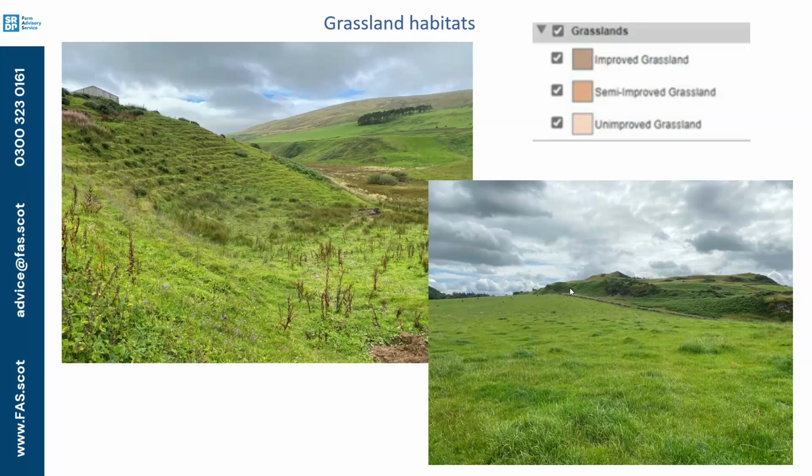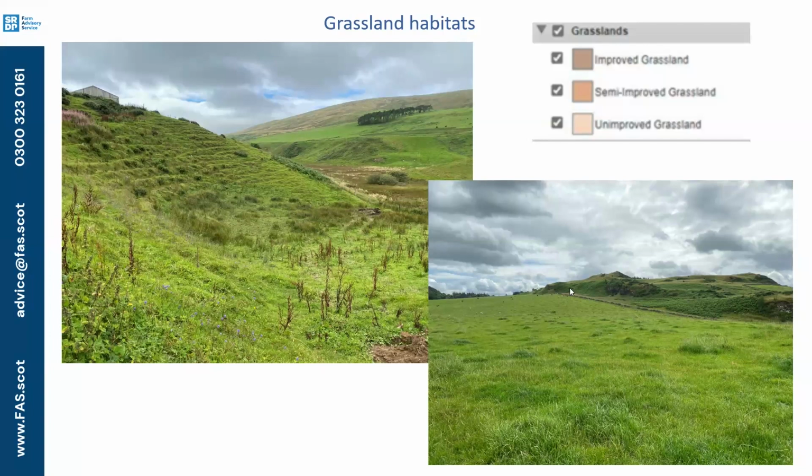So that might be some of your rough grazing that doesn't regularly get fertilizer or lime, perhaps hasn't been reseeded for a long time. And the extra description says, cover of agricultural grass varieties such as ryegrass, timothy and clover will be less than 30% of the field. There may be some wildflower presence and may occur where unimproved grasslands have undergone some modification with, for example, the use of fertilizers or lime.